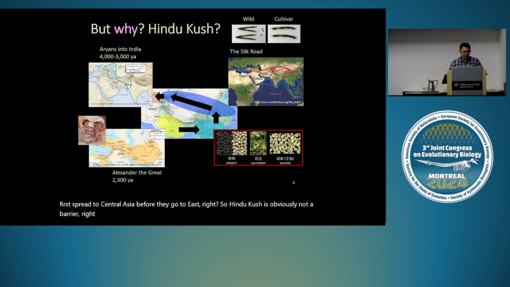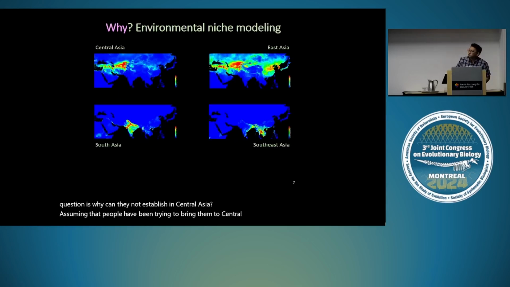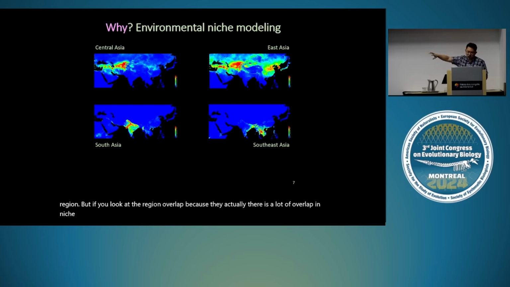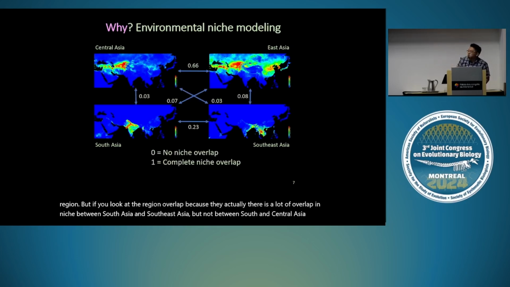So since it is possible for ancient humans to spread the seeds all around, now the question is, why can they not establish in Central Asia, assuming that people have been trying to bring them to Central Asia? One obvious reason is environment. So we started to do the ecology kind of thing, the environmental niche modeling, and you can see that, of course, every group has its own most suitable region, but if you look at the region overlap, you can see there is a lot of overlap in niche between South Asia and Southeast Asia, but not between South and Central Asia.